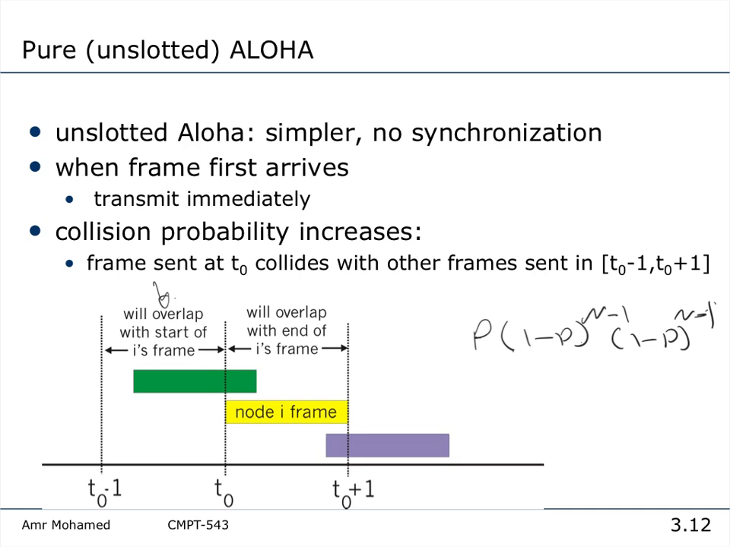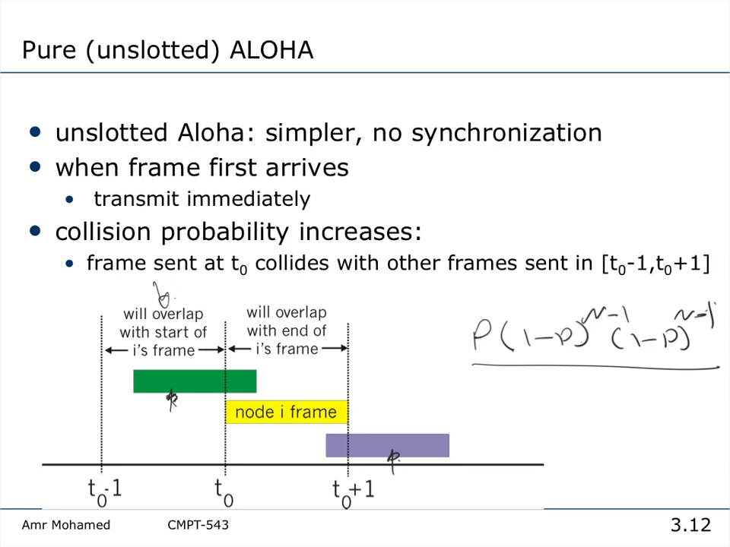Assume that this node is in fact the same node. This node might send here, then finish transmission and start sending again here. Both transmissions overlap with me. So all the nodes in the previous time slot are not sending, and all the nodes in the current time slot are not beginning a new transmission, and these are the same nodes. So that's why I have to multiply by (1-p)^(n-1) again.